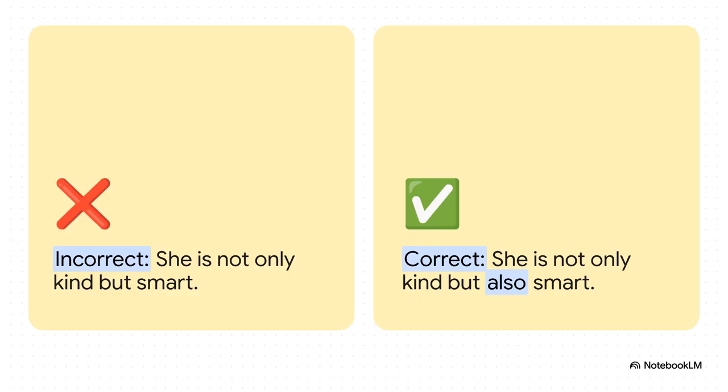The golden rule here is parallelism. Whatever grammatical structure follows the first half of the pair literally has to mirror the structure following the second half. If you say, she is not only a great chef, but also likes to run fast, you've broken the balance. You paired a noun phrase with a verb phrase. It needs to be, she is not only a great chef, but also a fast runner.